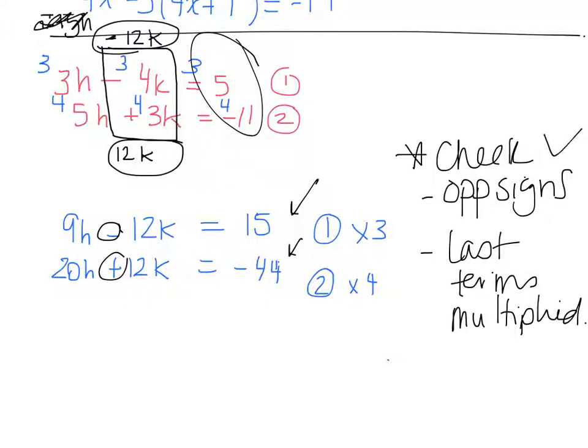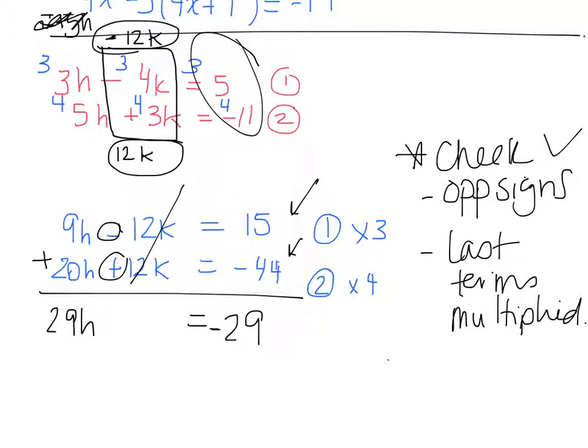We checked our checks. Then we have to say, okay, our k's can be eliminated by adding the equations. This is normal elimination. 9 plus 20 is 29h. The 12's disappear. And 15 minus 44 is negative 29. Check your signs when you write these answers down. The biggest number, 44 in this case, has a negative sign, so my answer should be negative. And that just means that h is equal to negative 1. And we're halfway done the question.